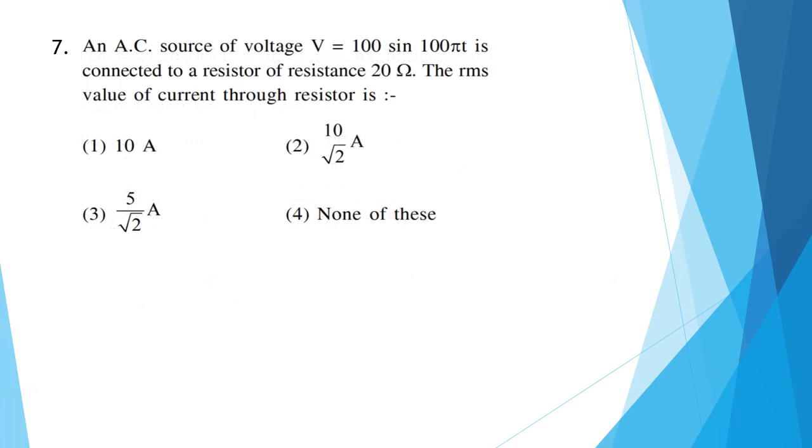Question 7. An AC source of voltage V equals 100 sin(100πt) is connected to a resistor of resistance 20 ohm. The RMS value of current through the resistor is?